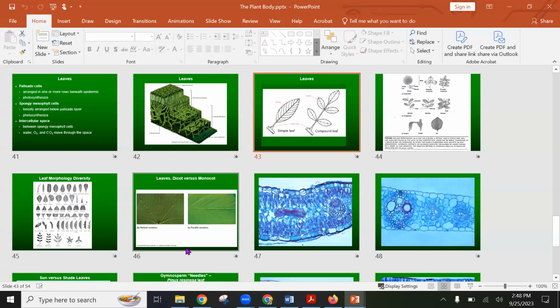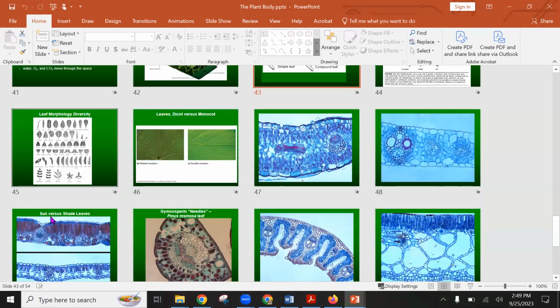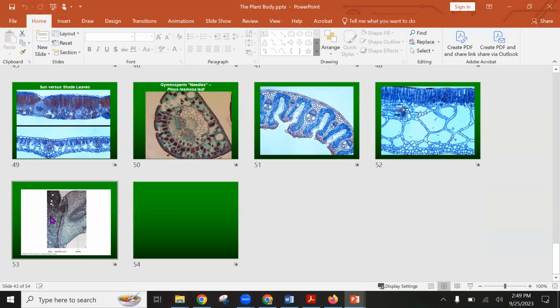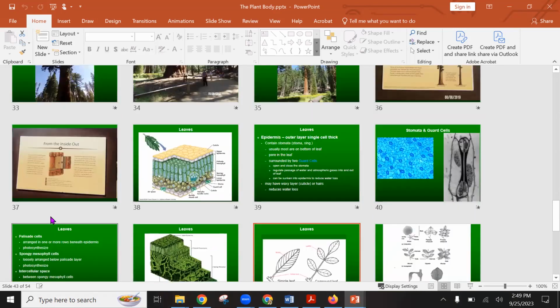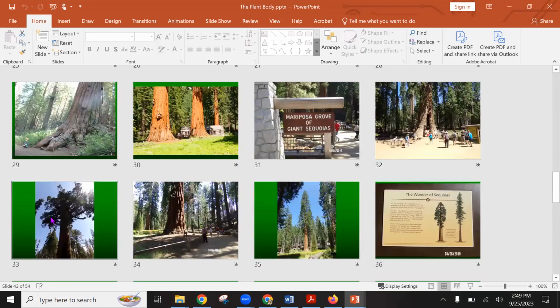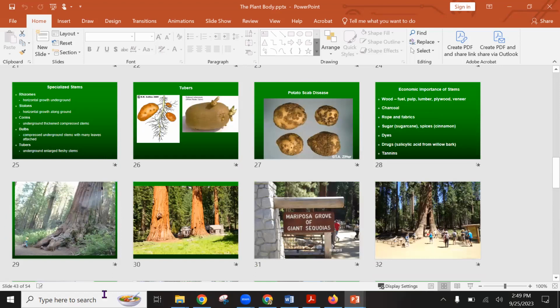Vein pattern, monocot versus dicot, that's a big thing to think about. I will not ask you about slide 45, where it's looking at all the leaf morphology diversity. I will not be asking that. Just know it's highly diverse. This part of the plant body is the most diverse part of the plant. Questions on anything in this slide set? Okay.